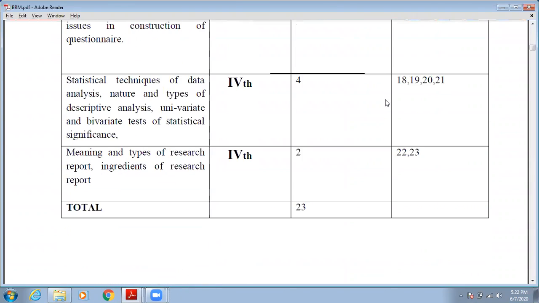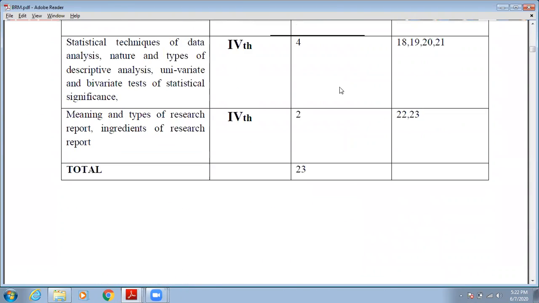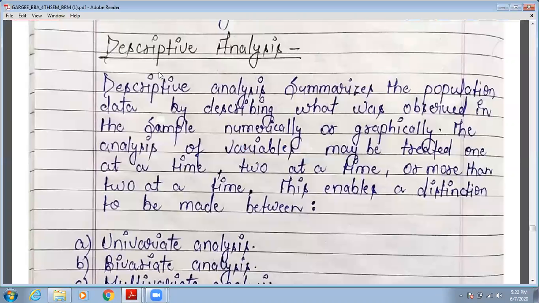So in today's lecture, we are going to cover some more topics from 4th unit, and we are going to cover nature and types of descriptive analysis, univariate and bivariate tests of statistical significance. So we have already discussed what is the descriptive analysis. So today we will see the nature and types of descriptive analysis. Okay. So let's move on.